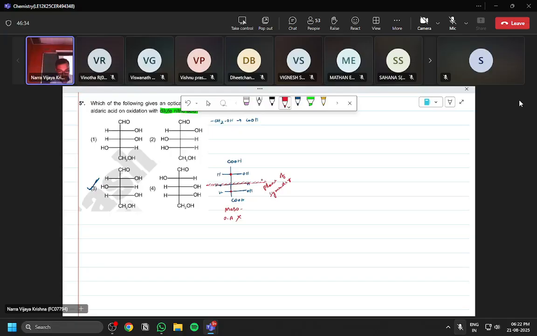Here I call it internal compensation. Due to internal compensation, it is optically inactive. Optical activity doesn't exist. That is the meaning of it. Done?